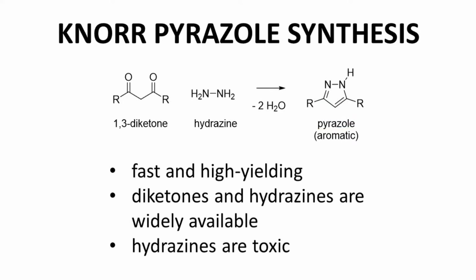A pyrazole is specifically a 5-membered aromatic ring that contains two nitrogens, and the two nitrogens are right next to each other. This reaction occurs through the loss of 2 molecules of water. The Knorr reaction is fast and normally gives a high yield of the product. Different types of the starting materials, the dione and hydrazine, are readily available for purchase through chemical suppliers, so you can quickly make many different pyrazoles with different R groups.